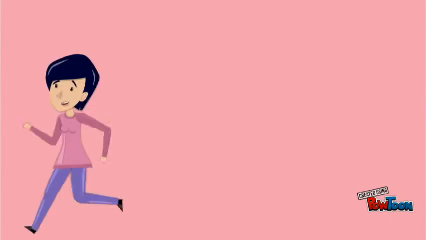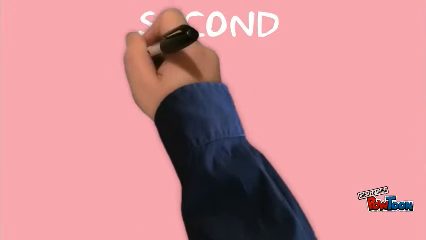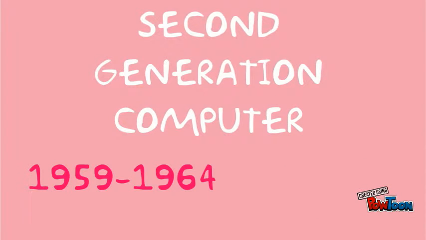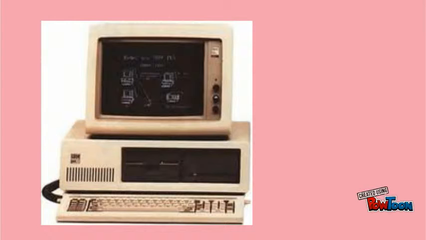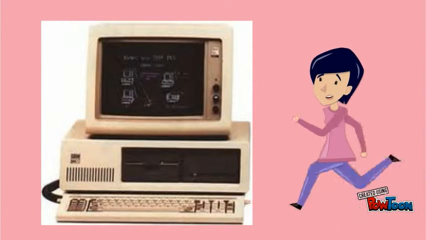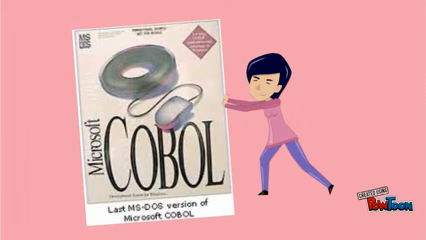Second generation of computers. The second generation comprises from 1959 to 1964. Here we can find smaller and faster computers. Machine language replaces assembler language, for example COBOL.